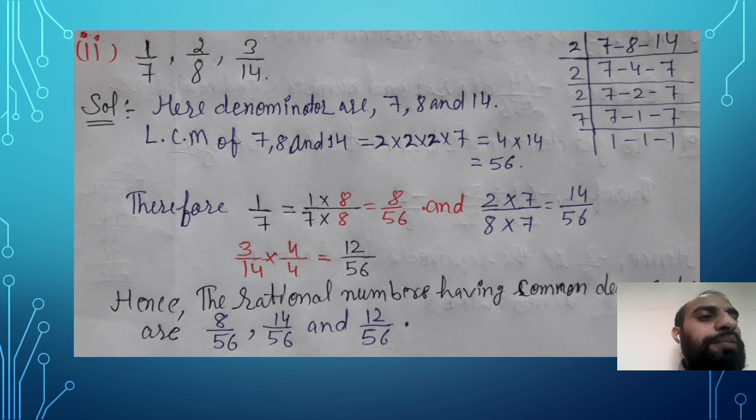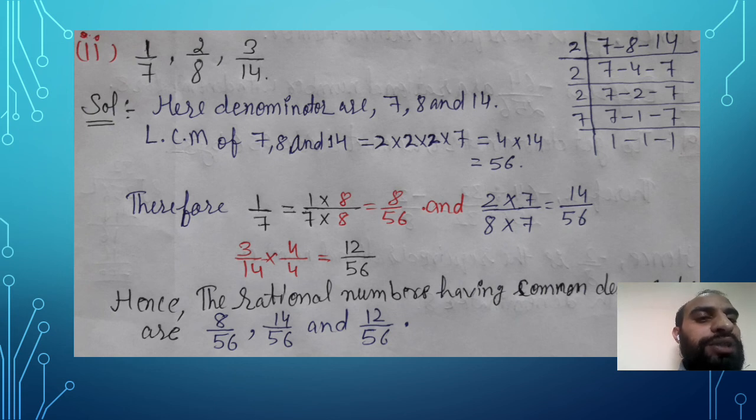Now whatever the numbers you are getting, like 2 three times and 7 once, multiply all. 2 twos are 4 and 4 times 2 is 8 and 7 eights are 56. You can see LCM of 7, 8 and 14 is equals to 2 multiply 2 multiply 2 multiply 7, which is 56. That means you need to convert all these numbers with the denominator 56.